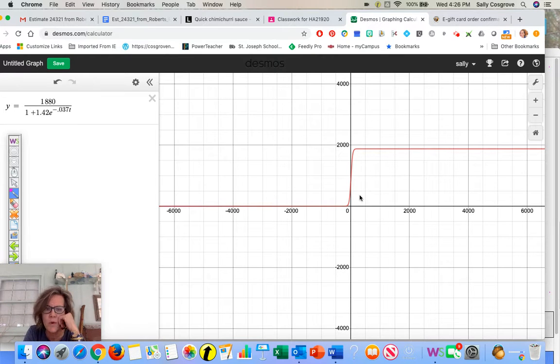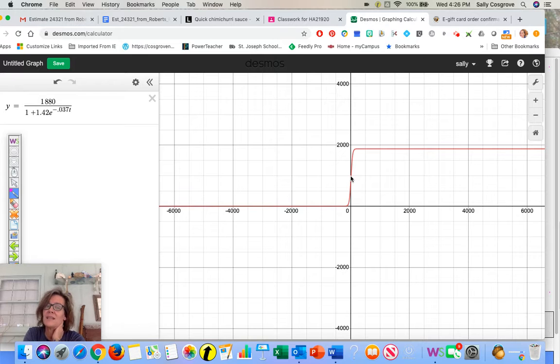It doesn't grow anymore. When you're in calculus, you will learn that there's a point right in here where it starts, instead of increasing at an increasing rate, it starts to increase at a decreasing rate. It starts to slow down, all right? That's called the inflection point.